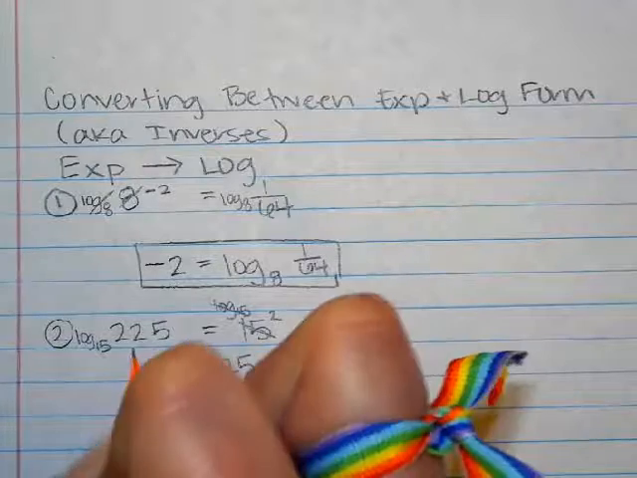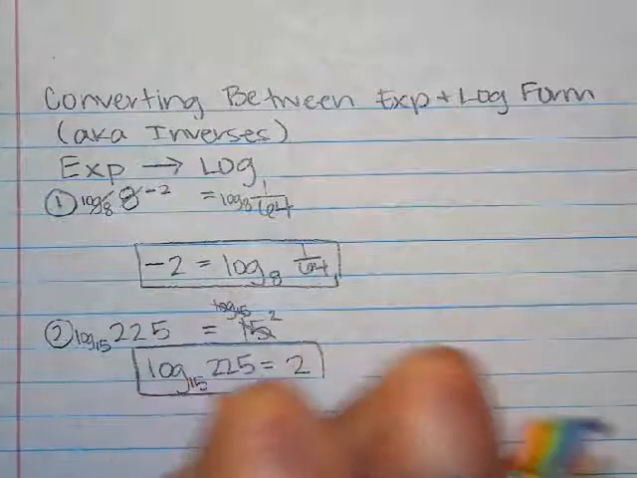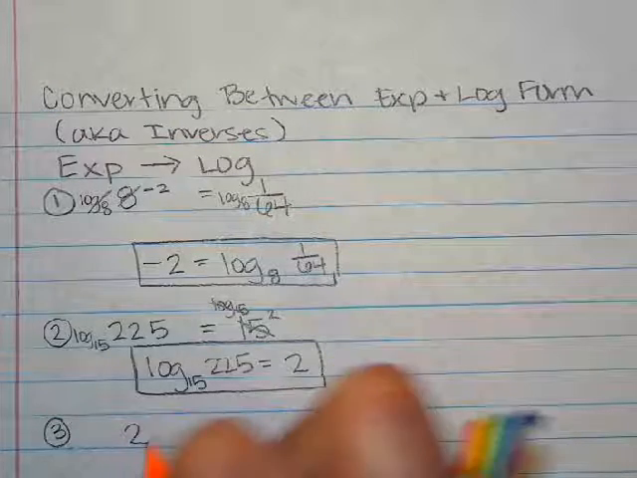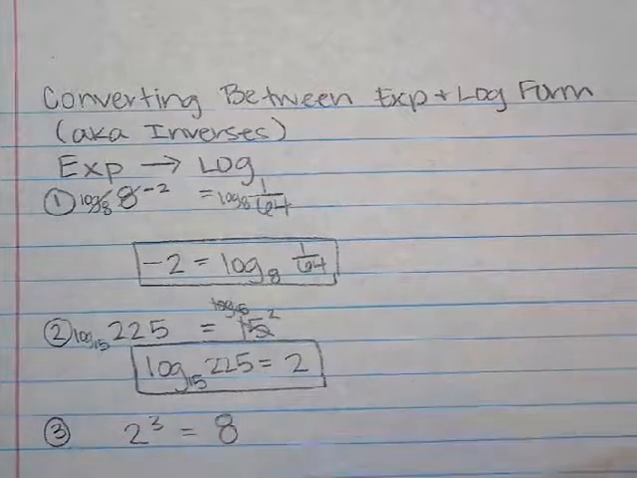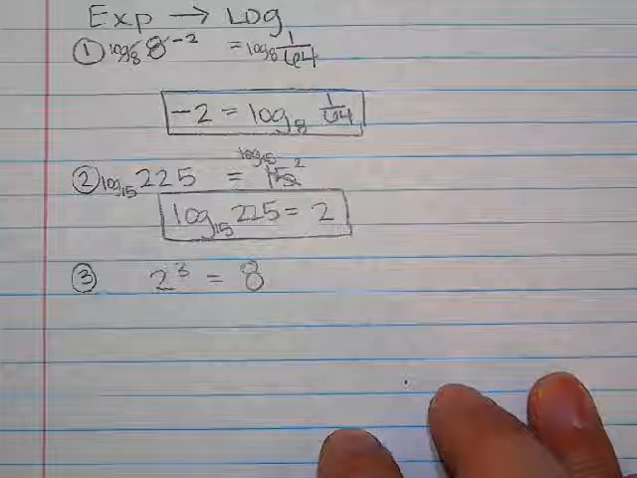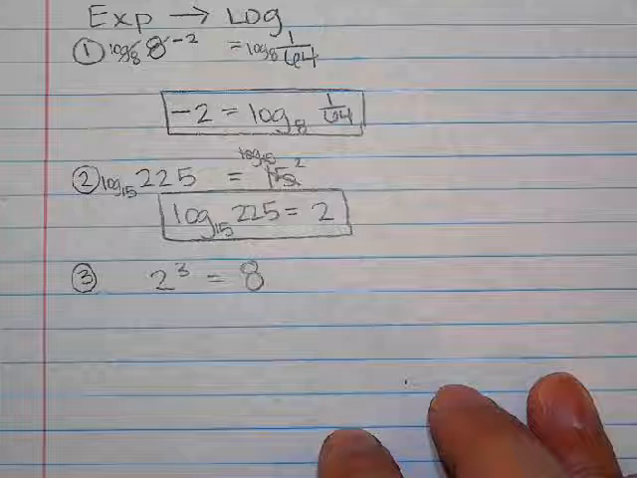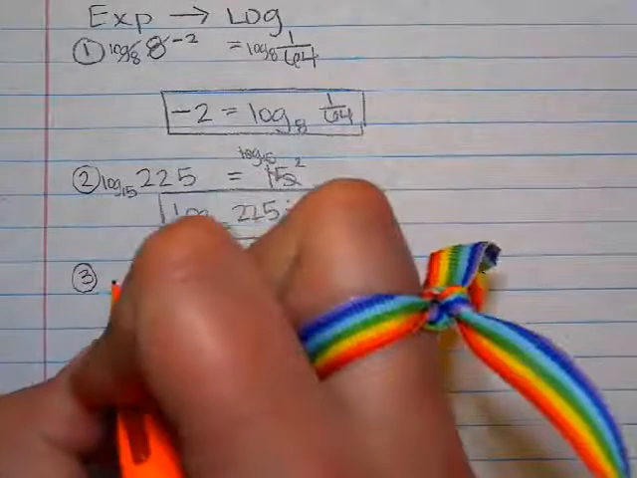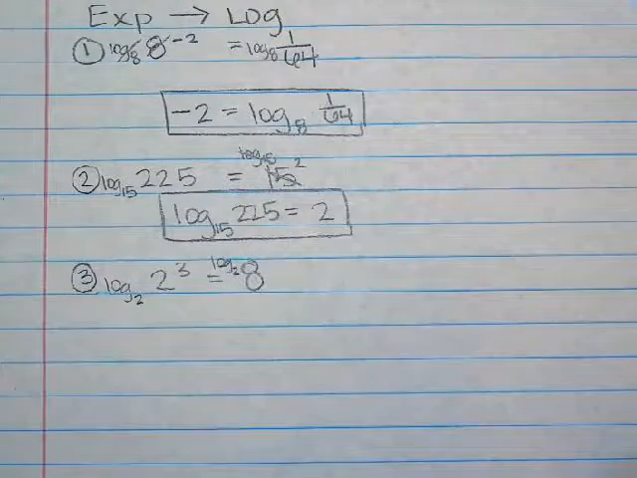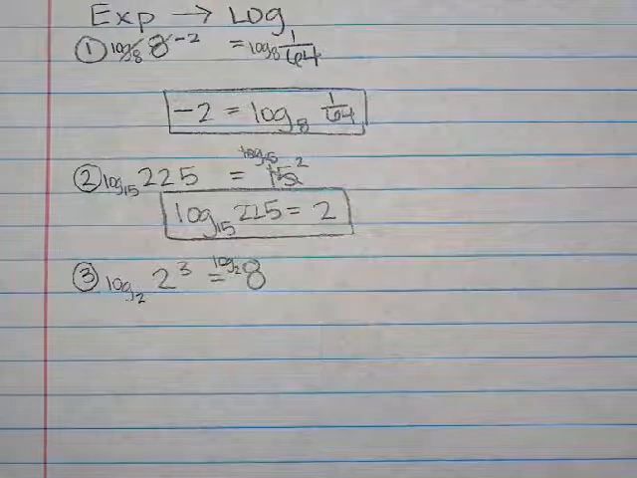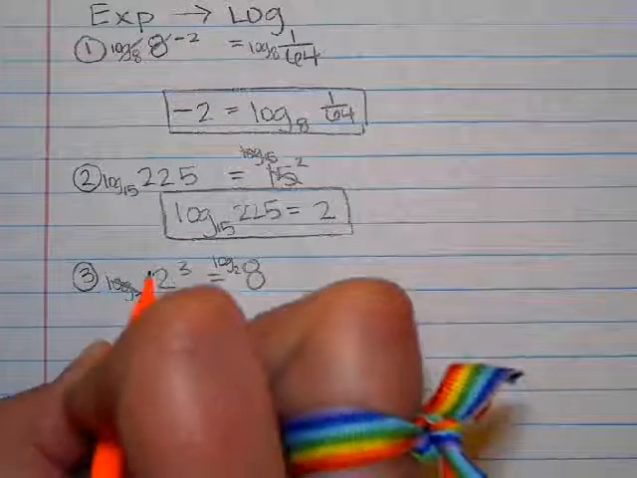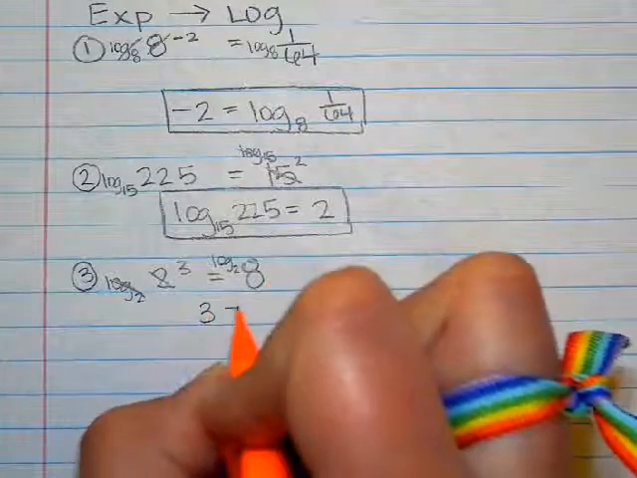Okay, next example. So here we're going to have 2 to the third equals 8. If you look at that problem, what is the base? 2. So what log are we going to use? Log base 2. So I'm going to log base 2 each side. Which part cancels? The log base 2 and the base of 2, and so I get 3 equals what? Log base 2 of 8.